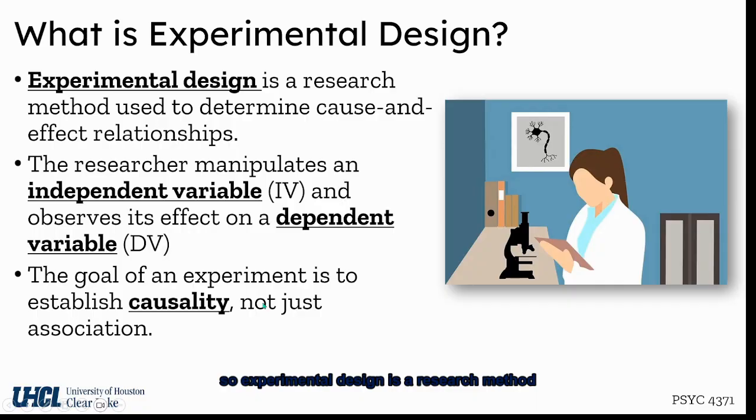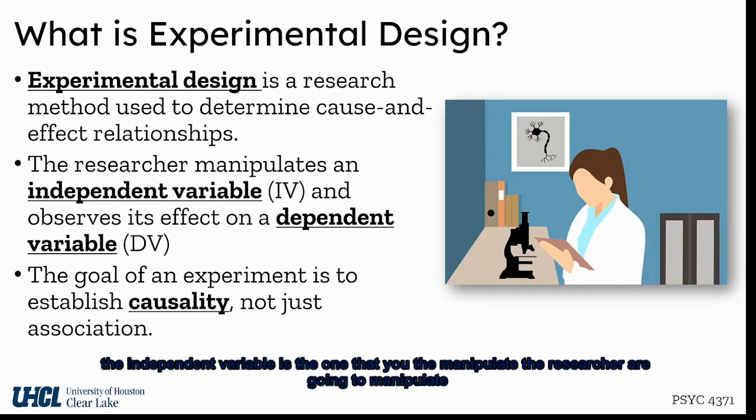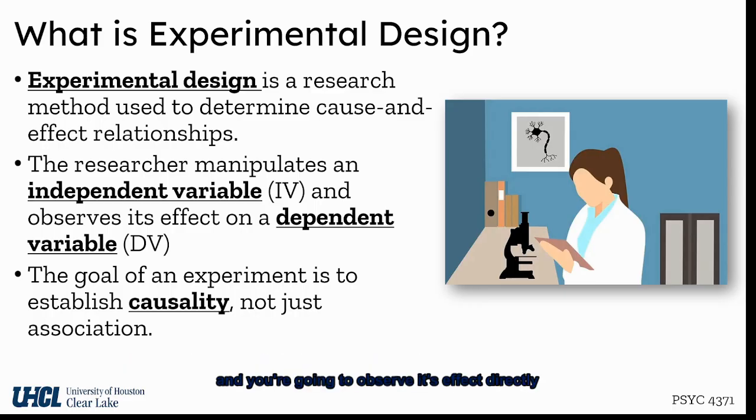So experimental design is a research method, and it is specifically aiming to establish cause and effect relationships between two variables. Remember, you have an independent variable and a dependent variable. The independent variable is the one that you, the researcher, are going to manipulate, and you're going to observe its effect directly on the dependent variable or the measured variable. And the goal of any experiment is to establish causality, not an association. If we were going to do a non-experimental measure like a correlation, we could not establish causality.